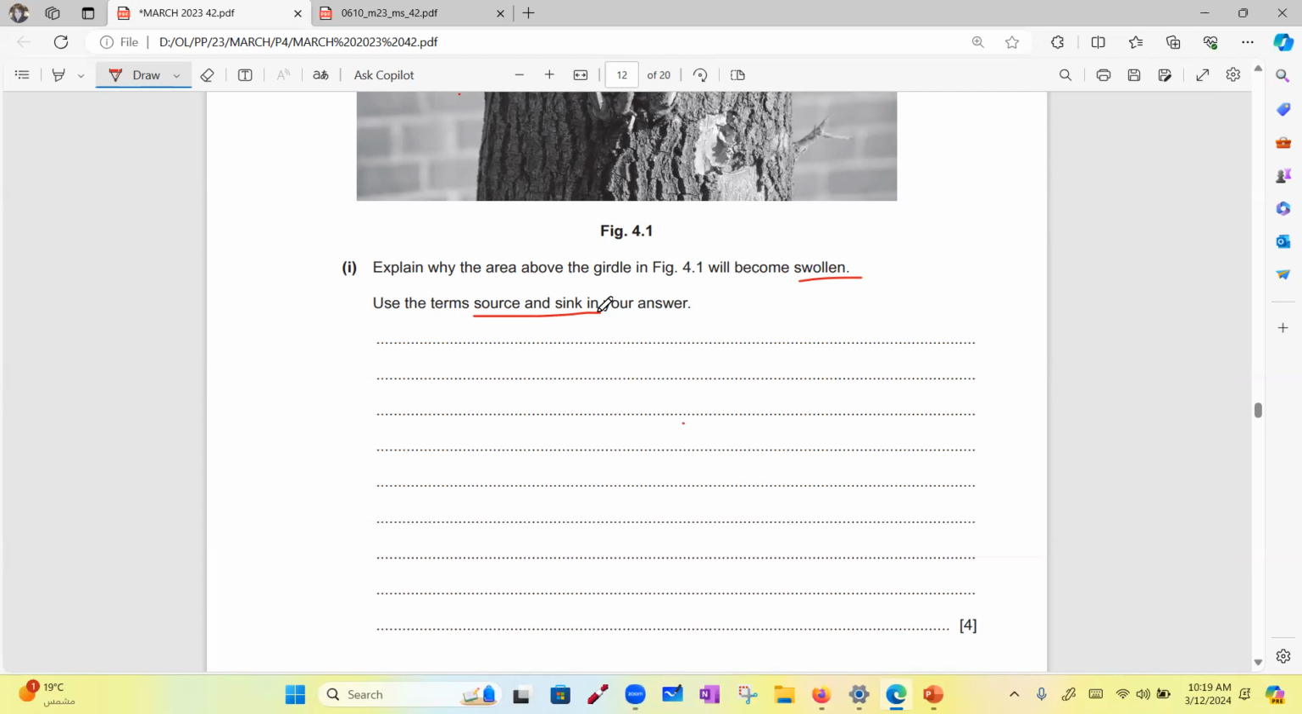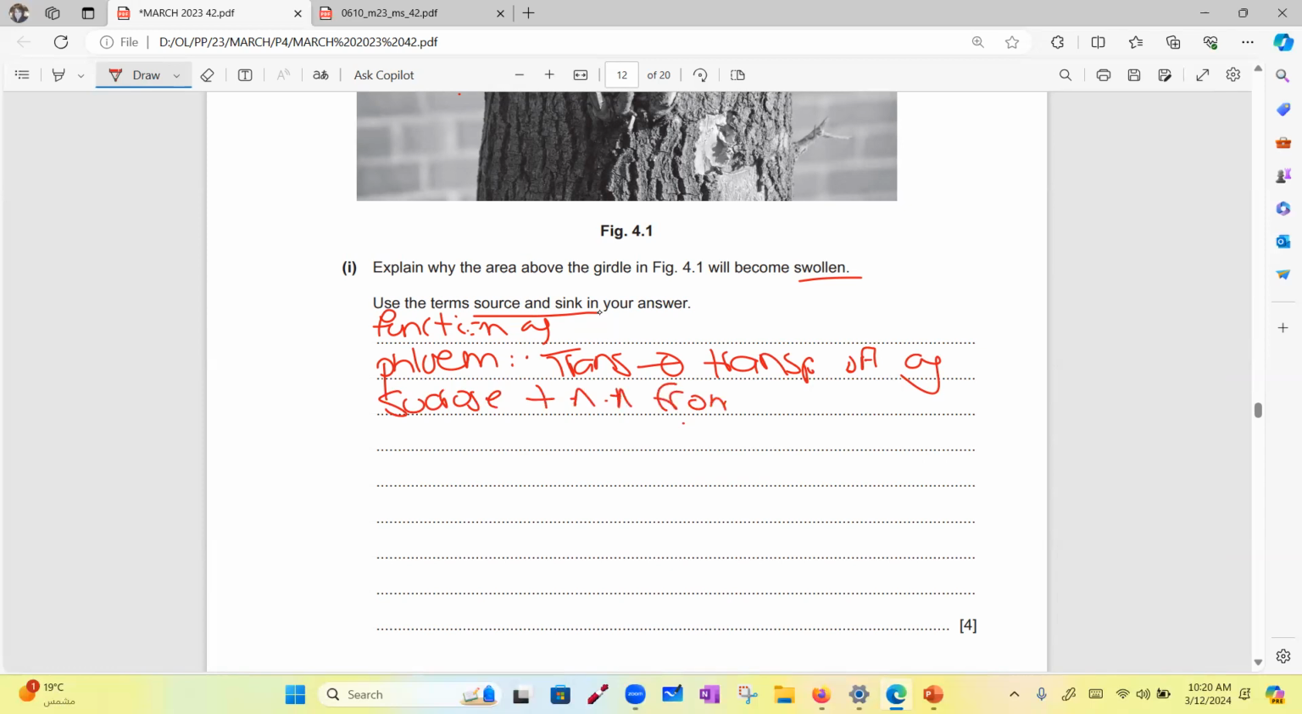Yes. Okay. Now, they mentioned the word phloem and they told you use the terms source and sink. So I have a lot of things to say. So I will start with the function of the phloem. What is the function of the phloem? Very good. So the phloem, okay. Function of phloem: translocation, and then define it. I cannot write the whole thing here, which is the transport of sucrose, it's not glucose, sucrose, and amino acids from source to sink.